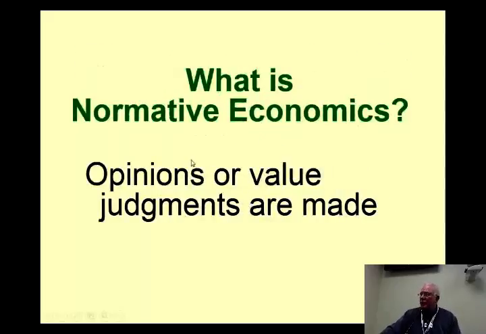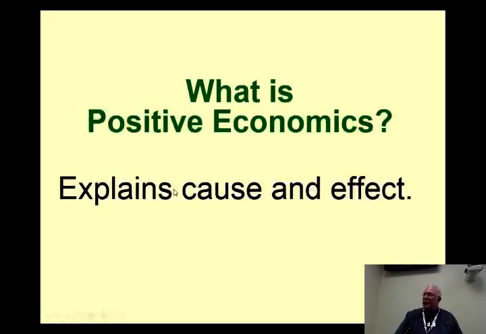Now, what is normative economics? Opinions or value judgments are made. With normative economics, there's a value judgment. Like if I say one ought to do this or the government ought to do that, then that is called part of normative economics. There's an opinion being made here, all right? And there's a place for that in economics. But this is contrasted to what is called positive economics. With positive economics, we have a definite cause and effect, okay? Positive economics is more concrete. It's cause and effect. There's no opinion being made here. It explains how things are concretely.